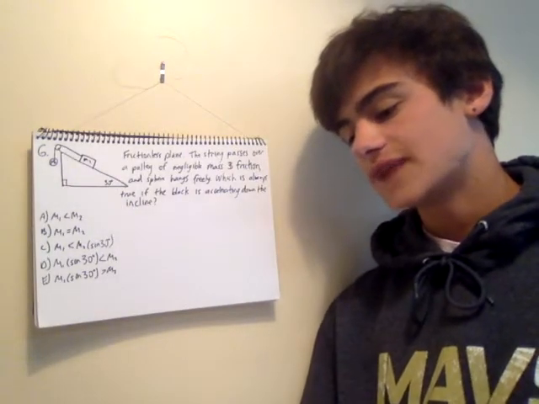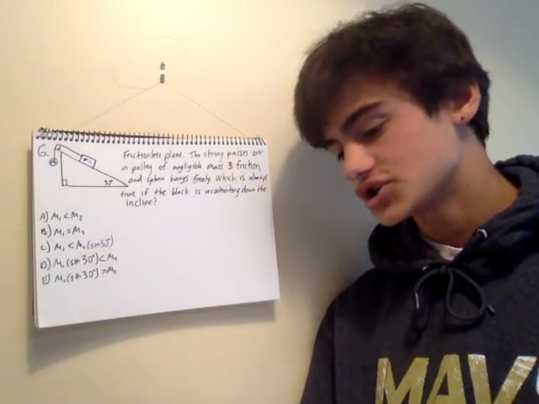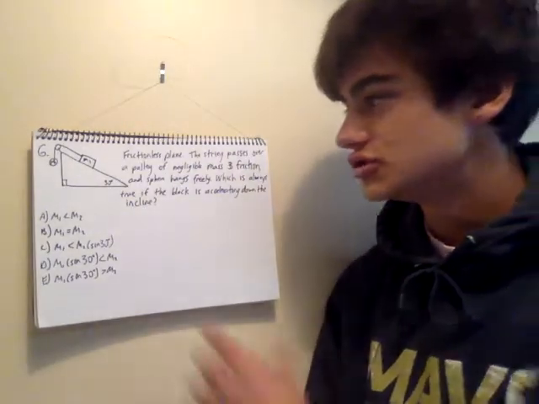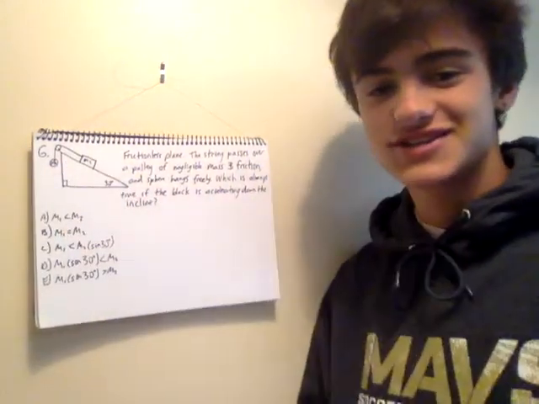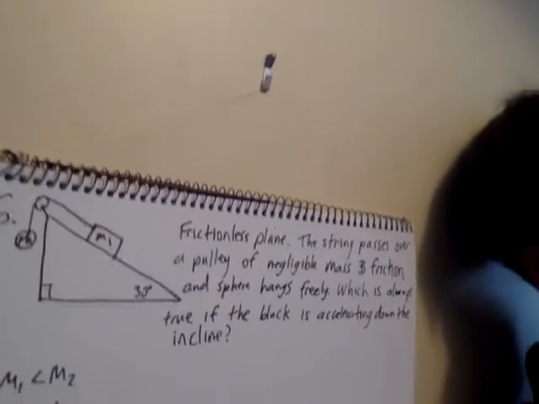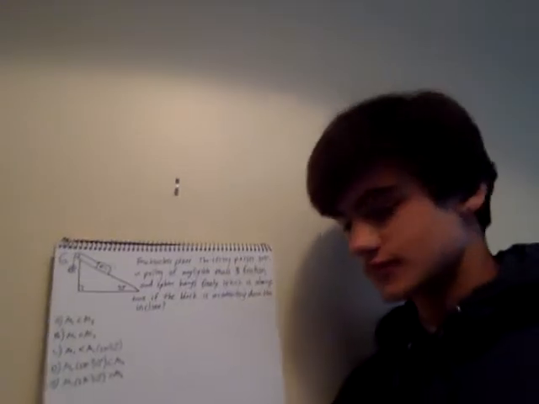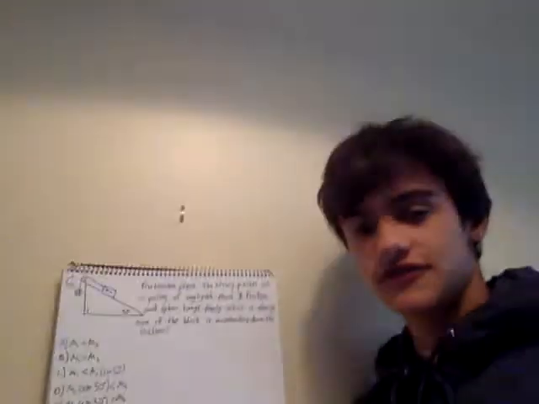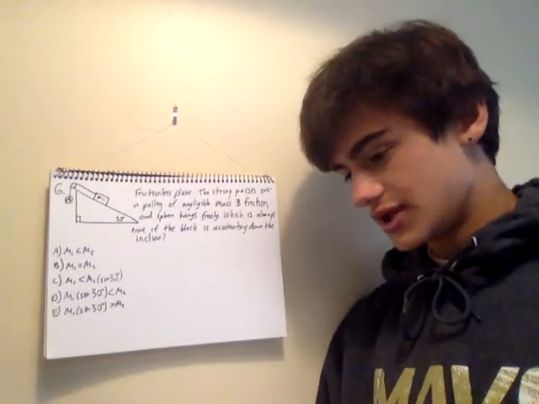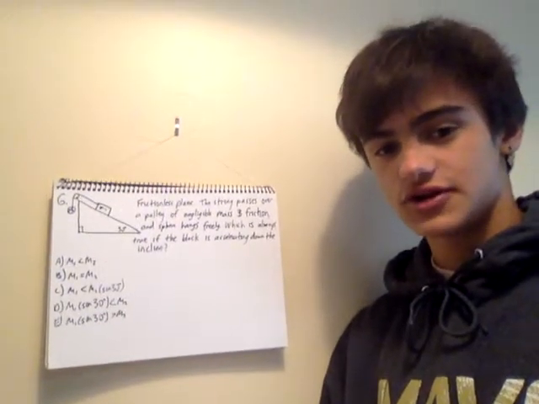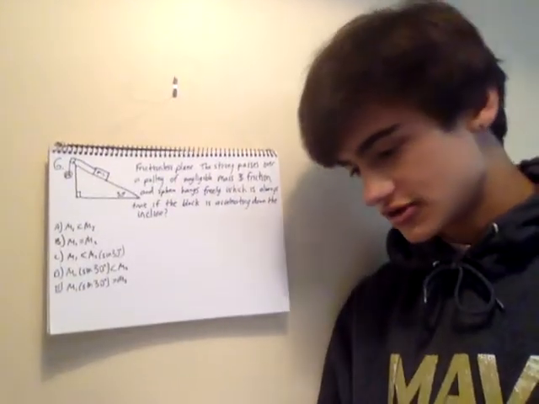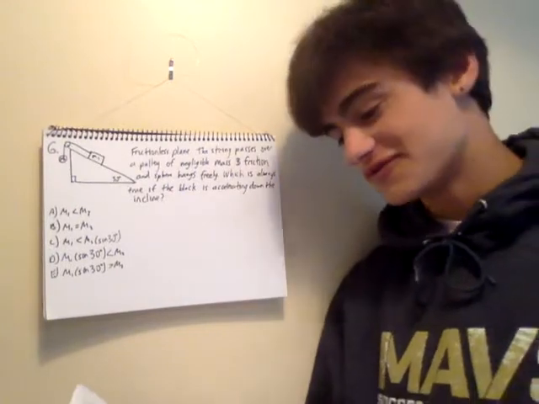A block of mass M1 is connected by a string to a sphere of mass M2. It's hard to see, but that says M2. Let me bring you a little bit closer so you can see that. That's my diagram. The block is on a frictionless plane inclined at an angle of 30 degrees. Here's our 30 degrees, as shown in the figure above.